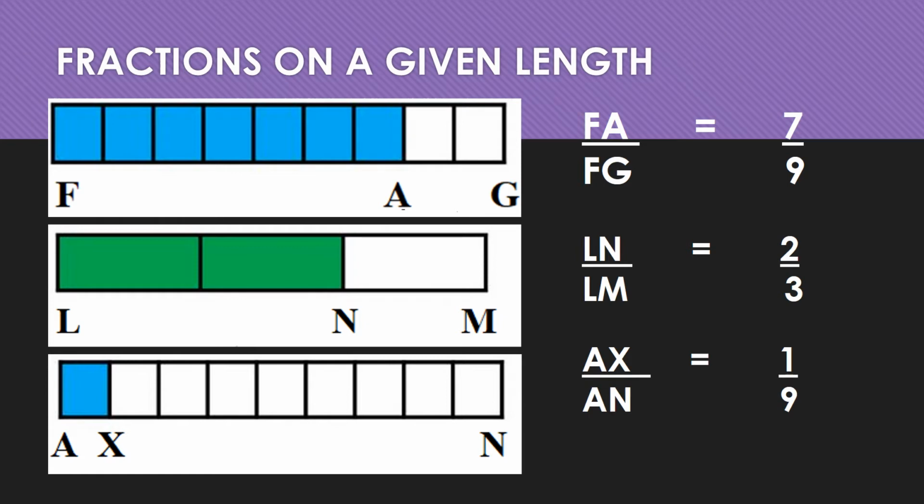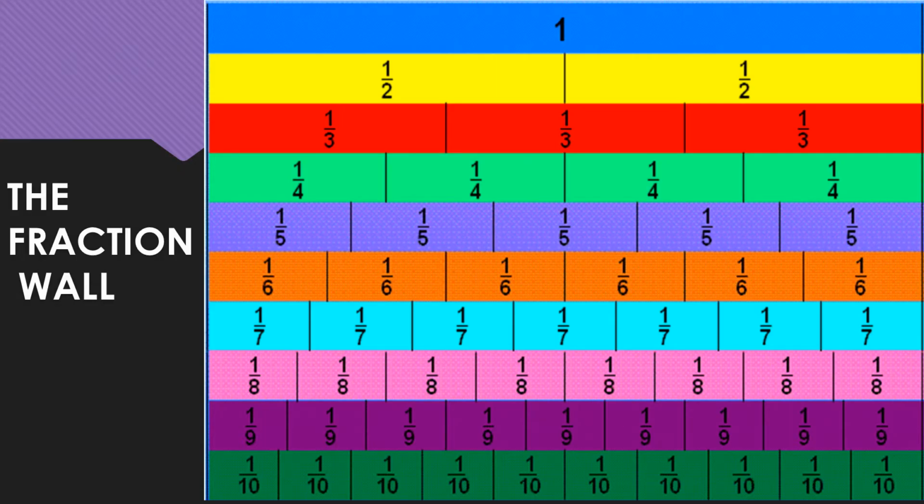Now look at the last example. The fraction bar has been cut into 9 equal parts and we have named it as AN. Out of the length AN, AX has been shaded in blue color. So can you tell me what is the fraction of the given length? It is AX upon AN, which is equal to 1/9. Now let us learn about the fraction wall, which is an interesting way to represent all the different kinds of fractions on a single wall.